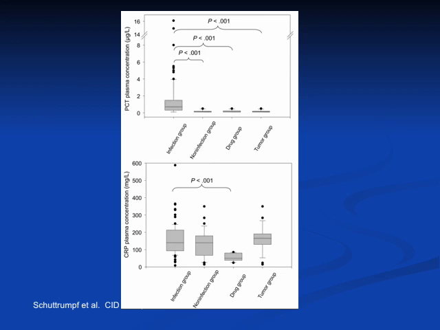Looking at the results, the top graph, looking at the procalcitonin concentrations, there was a statistically significant difference, as indicated by the brackets, between the infectious group versus all the other subgroups, including non-infectious, drug group, and tumor group. Looking at the CRP plasma concentrations on the bottom graph, there was only a statistically significant difference in the infection group and drug group, but not necessarily in the infectious and non-infectious groups.